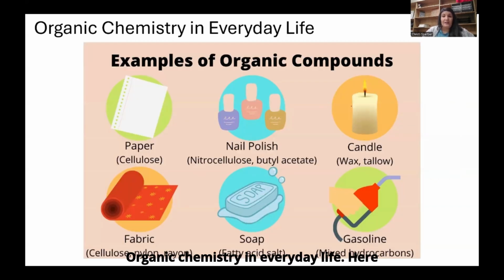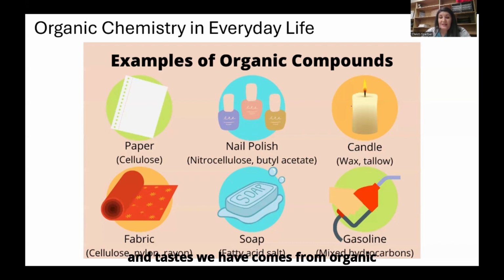Organic chemistry in everyday life. Here are some examples of organic compounds. Paper is made up of cellulose, which is an organic compound. Nail polish is made up of nitrocellulose and butyl acetate. Candles are made of wax or tallow. Fabrics are cellulose, nylon, rayon. Soaps are fatty acid salts. Gasoline is mixed hydrocarbons, so organic compounds that just have hydrogen and carbon.